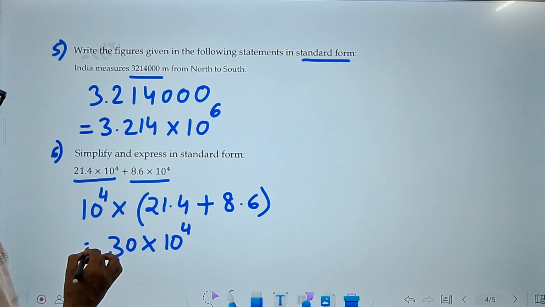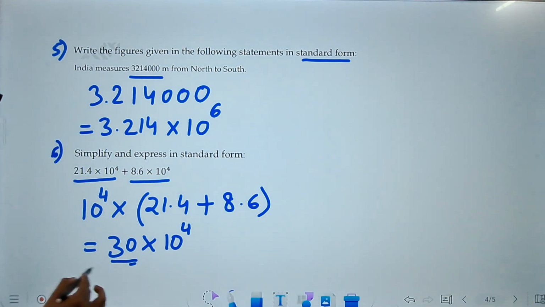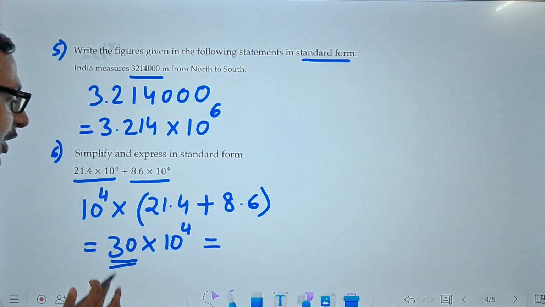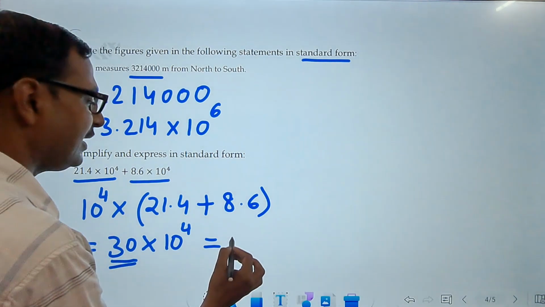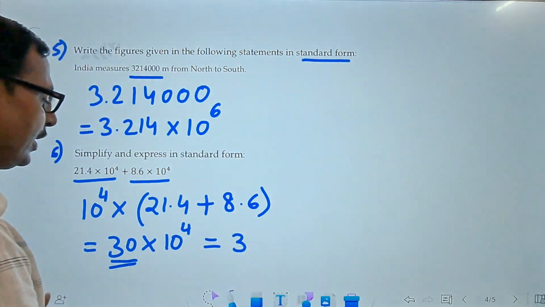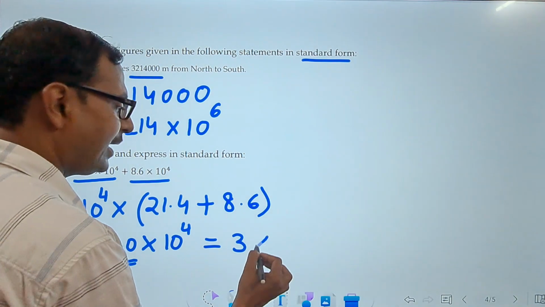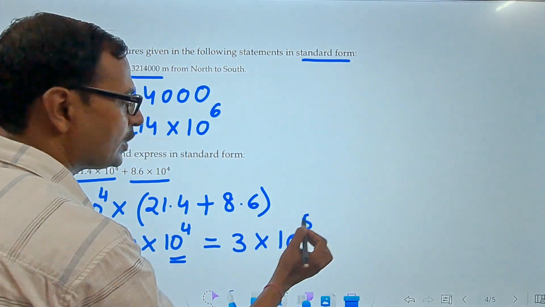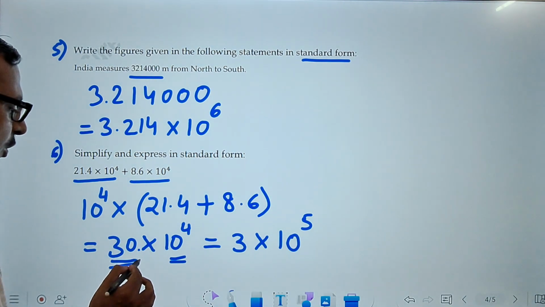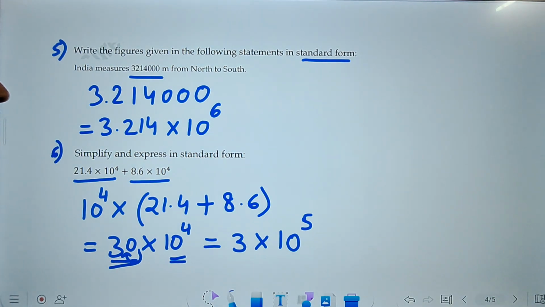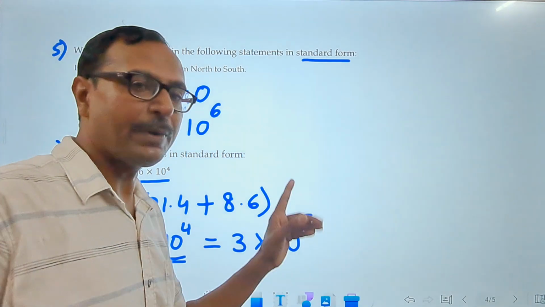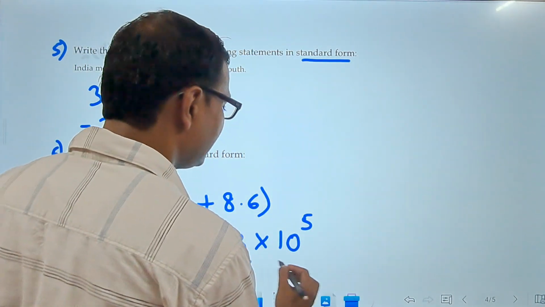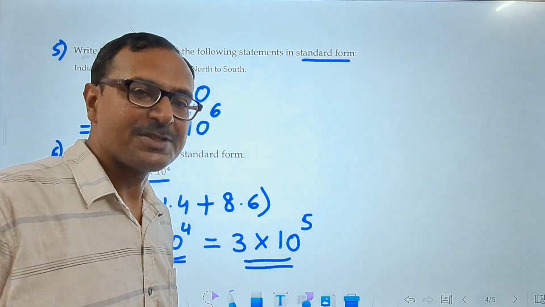But is it the standard form? Not yet, because here we have two digits. You have to convert that into 3.0, and if you convert that into 3.0, it is practically 3, and this power gets increased by 1 because you are shifting the decimal from here to here, and therefore the answer is 3 into 10 raised to power 5. This is the standard form of this particular question.